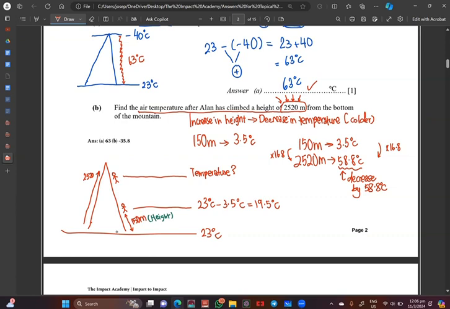So how do you find the new temperature all the way up the mountain? You will have to do 23 degrees minus 58.8 degrees Celsius. I say that again, 23 degrees minus 58.8. When I do 23 minus 58.8, I will get an answer of negative 35.8. And this makes a lot of sense because at the top of the mountain, it will be very, very cold. Negative means snow. 0 degrees Celsius is probably going to snow already. So that's the reason why your answer has to be negative 35.8 degrees Celsius.